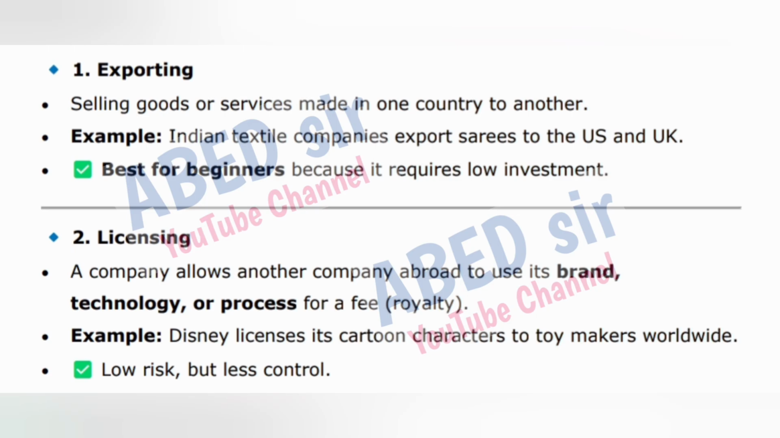1. Exporting. Selling goods or services made in one country to another. Example, Indian textile companies export saris to the US and UK. Best for beginners because it requires low investment. 2. Licensing. A company allows another company abroad to use its brand, technology, or process for a fee, royalty. Example, Disney licenses its cartoon characters to toy makers worldwide. Low risk, but less control.